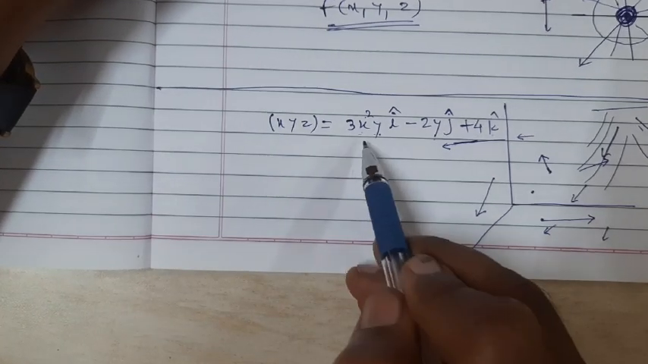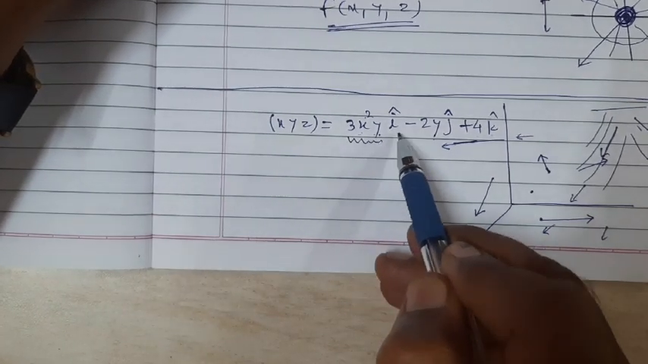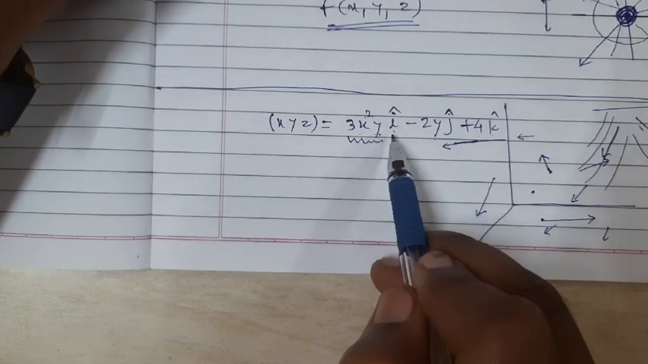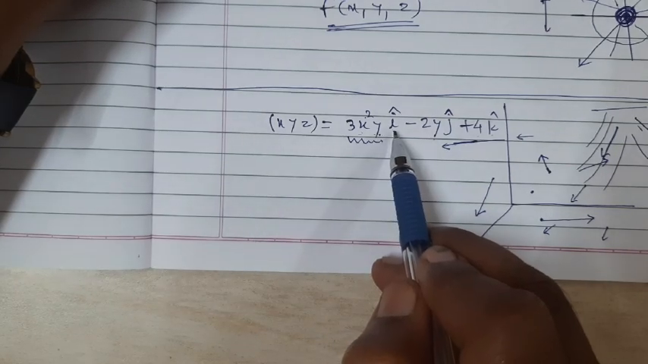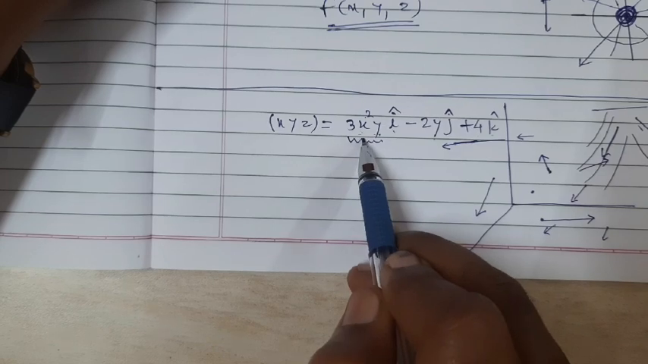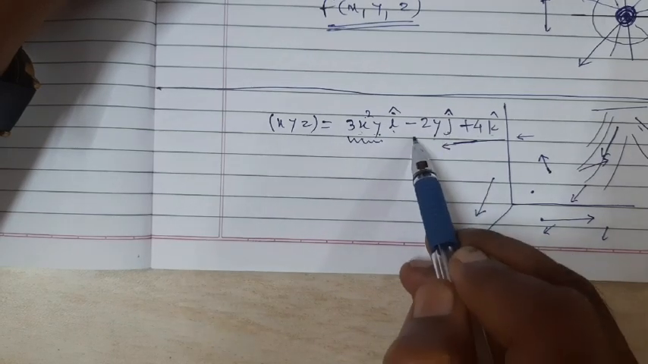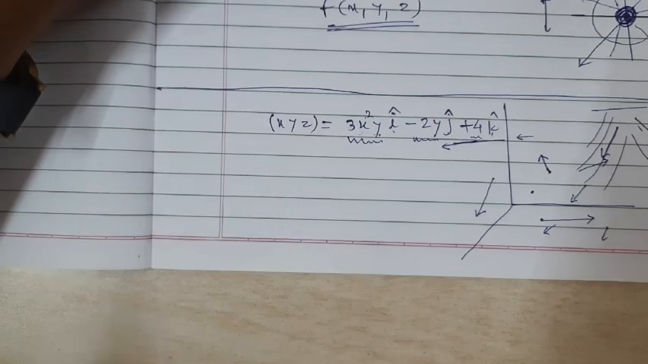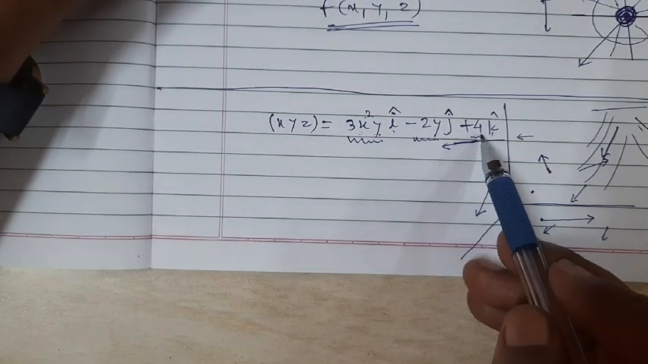But here you will observe that this is the value, but that is along x-axis. It depends on x, y, z, and it is along y-axis. That is, the coefficient of i cap depends on x, y, z, the coefficient of j cap depends on x, y, z, and the coefficient of k cap depends on x, y, z. Here it also depends on x, y, z.